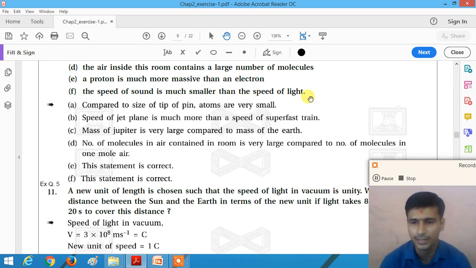Here we compare the speed of the sound with the speed of the light. The speed of the sound is smaller than the speed of the light, right? So here is a comparison of the speed of the sound and the speed of the light. So this statement is also a correct statement.